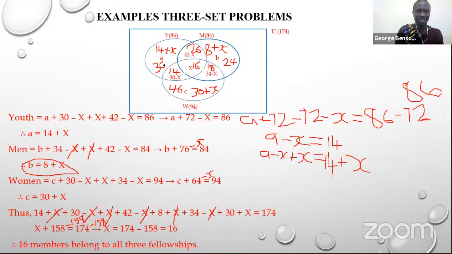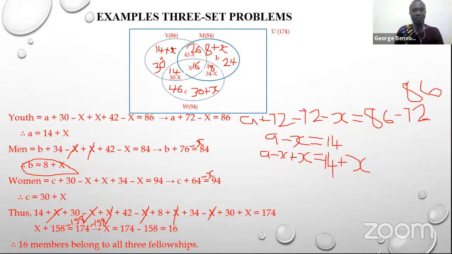The rest, okay. Why I've done this is that this is a check for us. It means that all the values that are added in this youth region should be equal to 86. Is that okay? Then all the values in the M region should be equal to 84. Then all the values in the W region, that's the women's fellowship, should be equal to 94. Then when I add all these regions, I should get 174. And that's a way for you to check that you are right. Even without seeing the marking scheme or knowing the answers, you know that you are right.